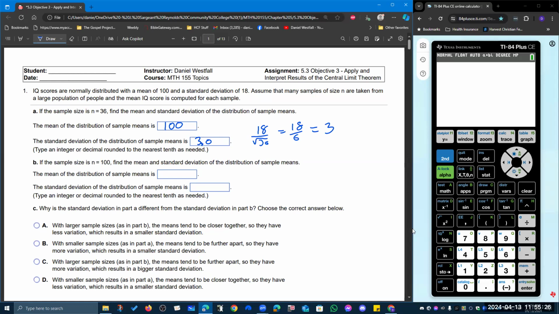Now they ask us, if the sample size is now 100, find the mean and standard deviation of the distribution of sample means. So that mean remains 100, but now we have 18 divided by the square root of 100. It's 18 divided by 10. It's 1 and 8/10.